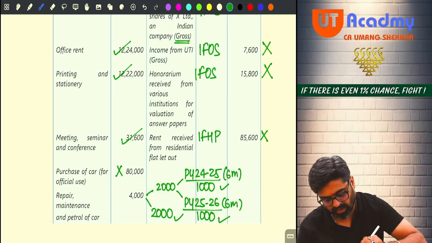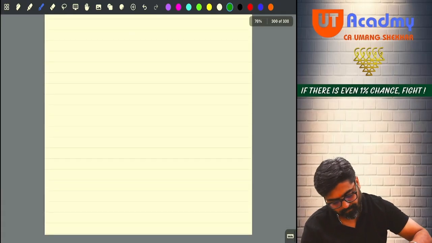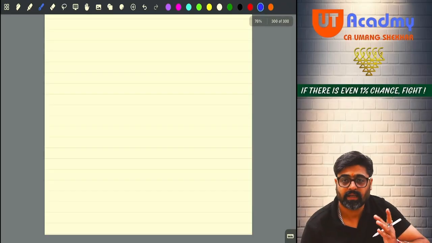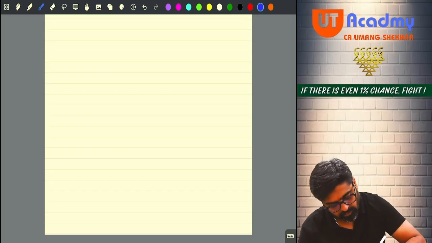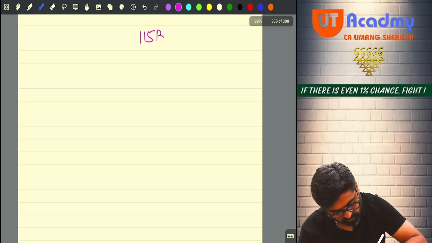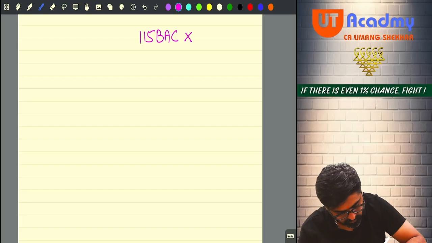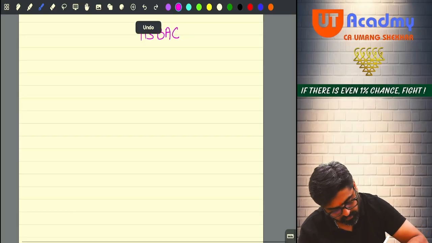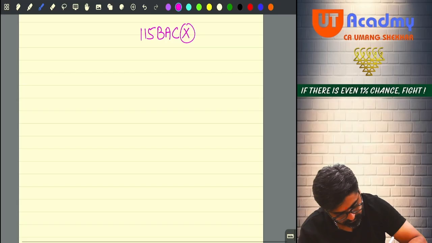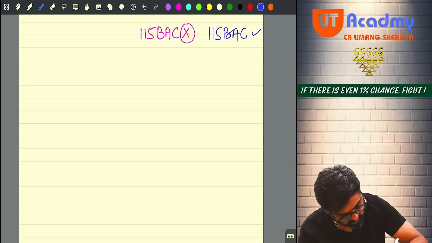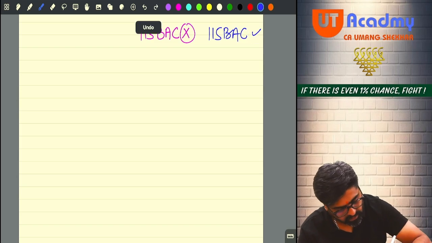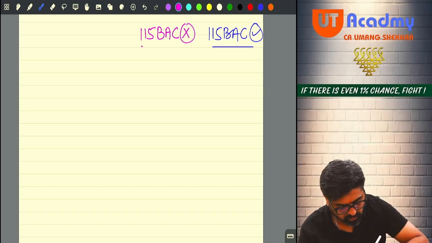Okay. Now please pay attention here. Just like the last question we have done, first we will write 115BAC not followed. If we don't follow 115BAC, normal tax regime. And what if we follow 115BAC? So first we will calculate normally, then we'll go to 115BAC. Or we are going to do it simultaneously. Simultaneously also we can do.